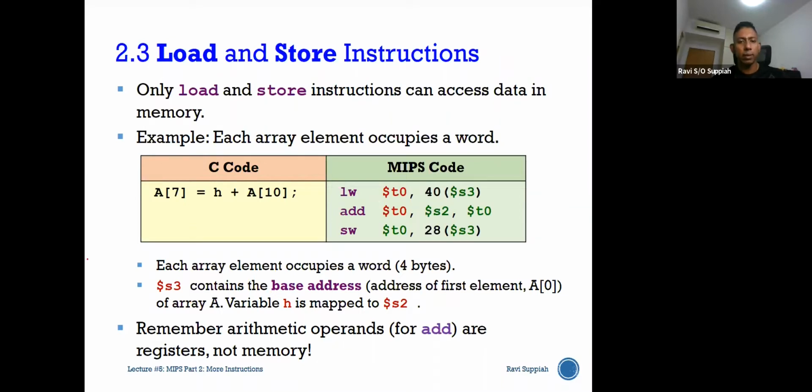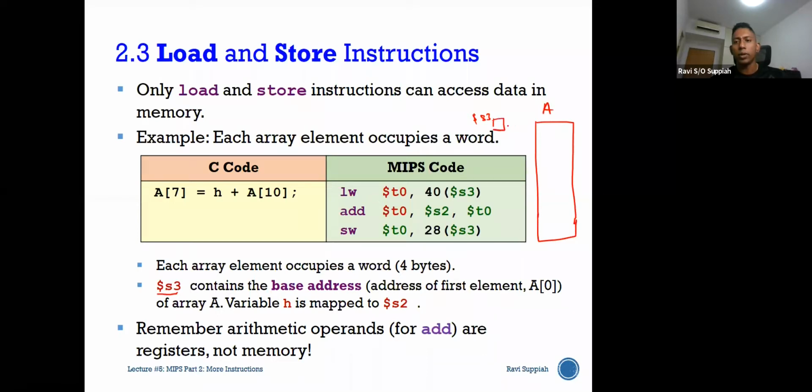So in this mapping, you can see S3 contains the base address. Let's draw the array here, A. So this is the array A, and the base address S3, so S3 is a register, was pointing to the first element here. So that is what S3 contains. It contains the base address. That means the first element in array A. The variable H is mapped to the S2 register.